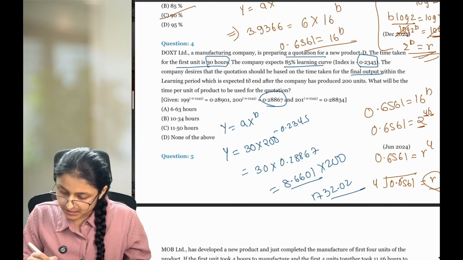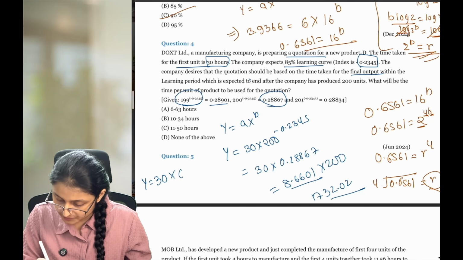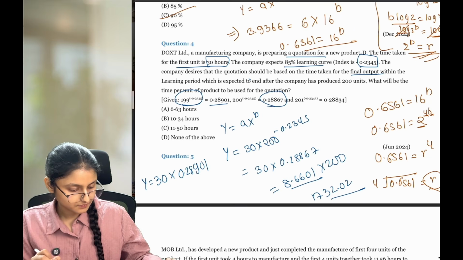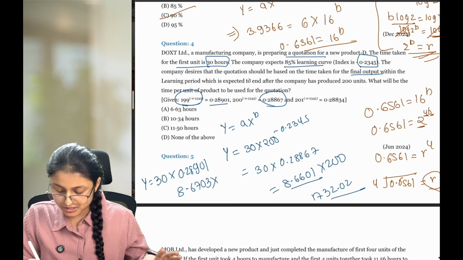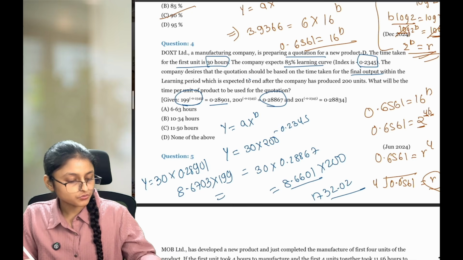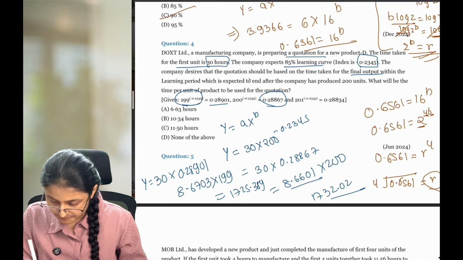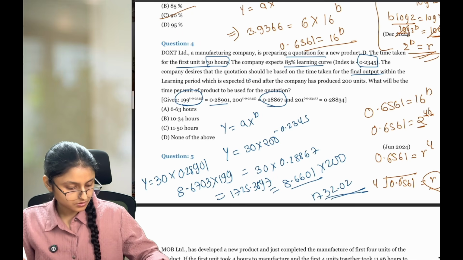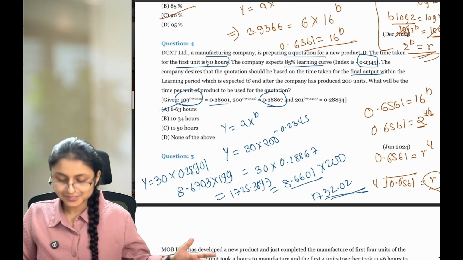Okay? Now similarly calculate for 199 units. So y is equal to 30 into 199 to the power minus 0.2345 is 0.28901, which is equal to 8.6703. This is the average time per unit for 199 units. I want the total time, so just multiply 199 here. We are getting 1725.3897 minus 1732.02. The time for your 200th unit is 6.63 hours.